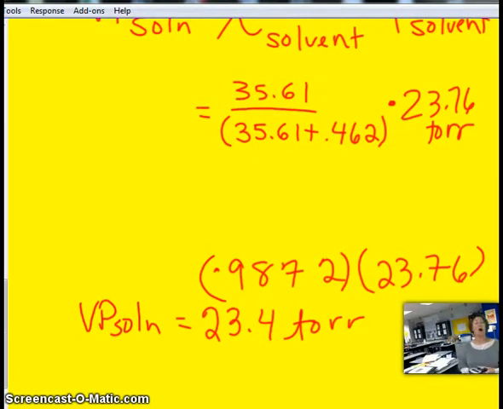So what I did is I solved for my mole fraction of solvent. I took this and divided it by the total, and I got 0.9872. And I multiplied that by the pressure of my solvent, and I got the pressure of the solution to be 23.4. Remember, we said it should be lower. If it was pure water, it would have been 23.76, but due to the anchors holding it down, it's lower.